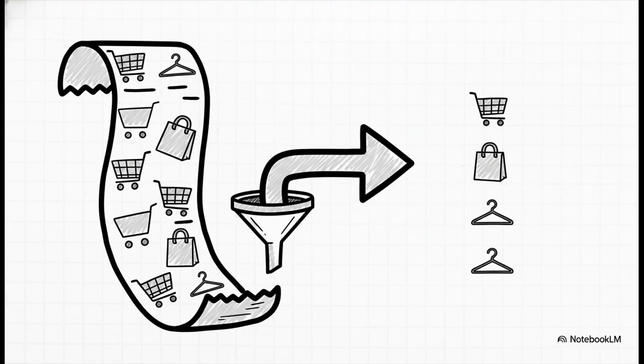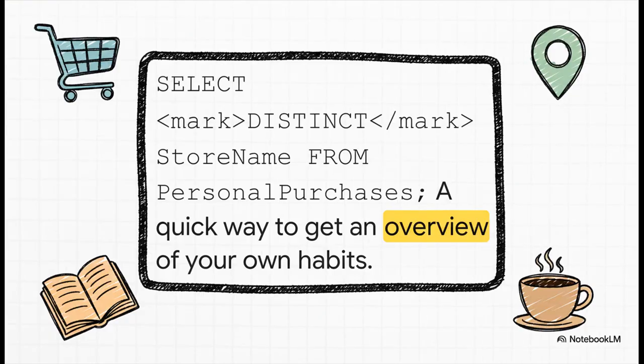Here's a perfect personal example. Let's say you keep a spreadsheet or a little database of your shopping trips. Instead of scrolling through hundreds of entries to see where you've been, you could use distinct to get an instant, clean list of every single unique store you've shopped at. And the query would look just like this. See? Super simple, right? It's such a quick way to get a bird's eye view of your own habits.